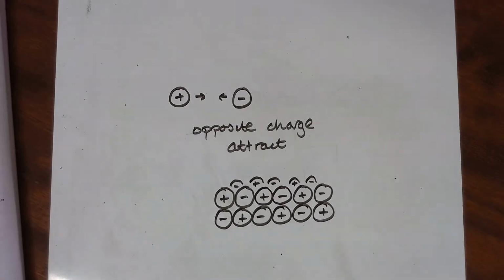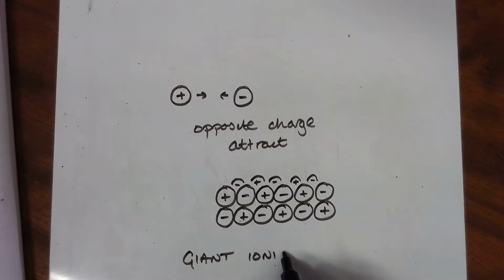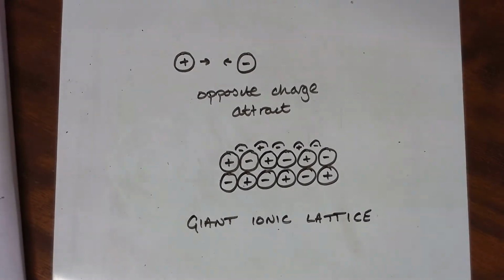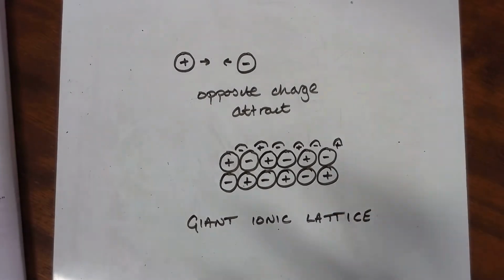And this kind of structure is called a giant ionic lattice. We need to describe in detail how these are made, and we're going to use ideas from the previous lesson, then use our new ideas about electrostatic charges and forces to finish off answering a question.